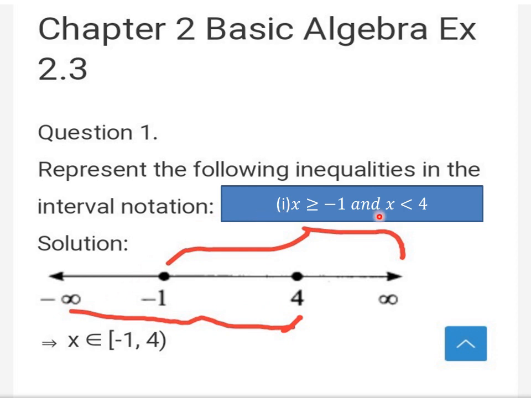Now what you want to find is "and". "And" means we have to find the intersection of both the intervals. "Or" means we have to find the union of both the intervals. Okay. Here we have "and". So we have to see which is the intersection of both the intervals. So here you see minus 1 to 4 only is common for both the intervals.